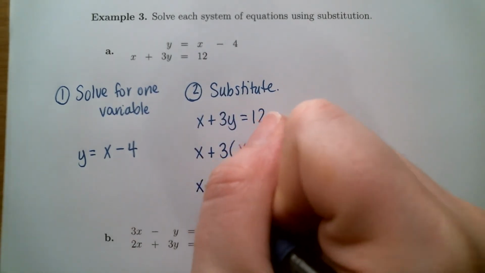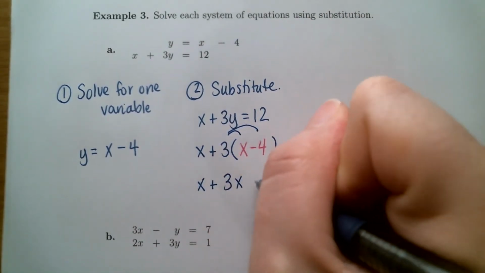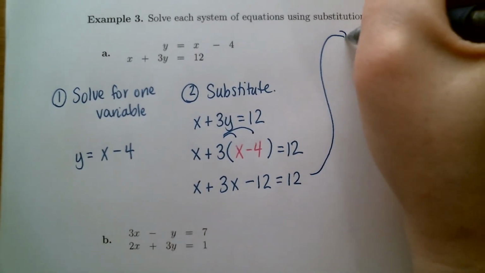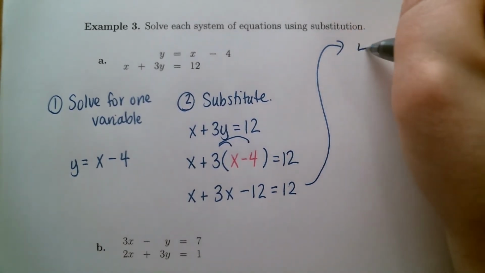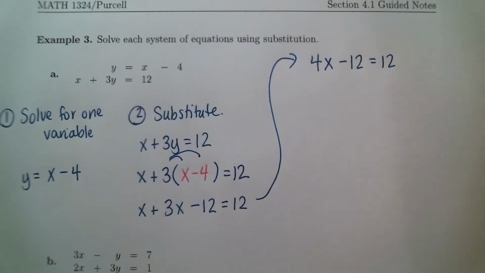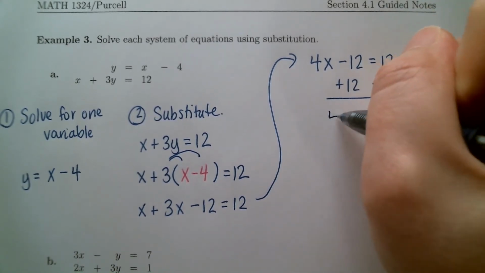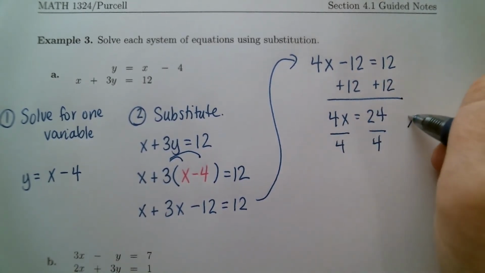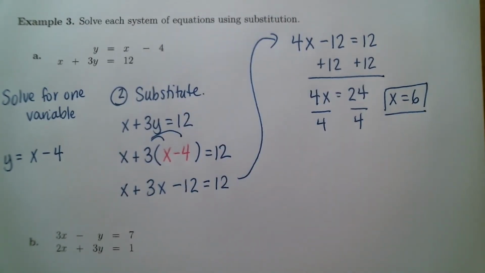So we're going to get x plus, you're going to have to distribute here, so plus 3x minus 12 is equal to 12. All right, so let's keep solving. We can combine like terms. We're going to get 4x on the left minus 12 is equal to 12. We've got to get x by itself, so let's add 12 to both sides. So we're going to get 4x is equal to 24. Divide by 4. We get that our x value has to be 6. Okay, that's it. That's the x value.